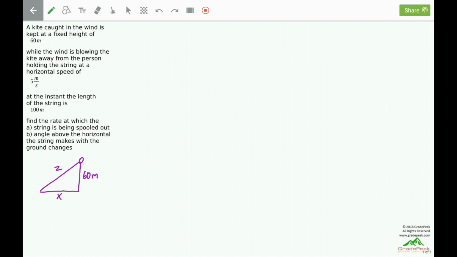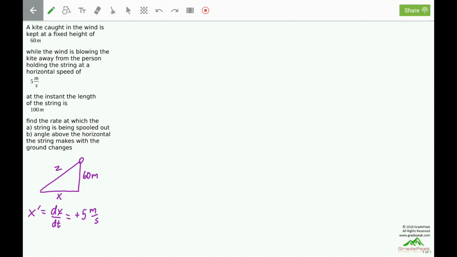What we're given here is the kite is being blown away from the person with a horizontal speed, which is telling us how much this horizontal distance is changing. So that 5 meters per second is the rate with which x is changing. It will be the x prime or dx/dt, simply because x is measuring the horizontal distance to the kite. And it's being blown away, so therefore it'll be a positive 5 meters per second.